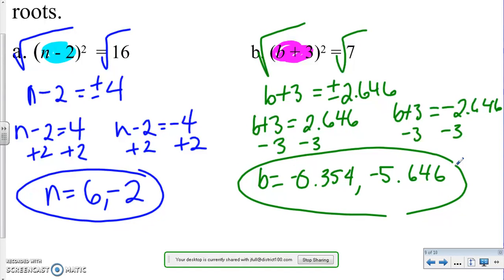Okay, so that is solving quadratic equations by square roots. Few things you need to make sure you pay attention to with that. Don't forget your plus or minus sign. Make sure you get rid of everything on the outside of your square first. And then when you have one like this with parentheses, make sure you write 2 equations.